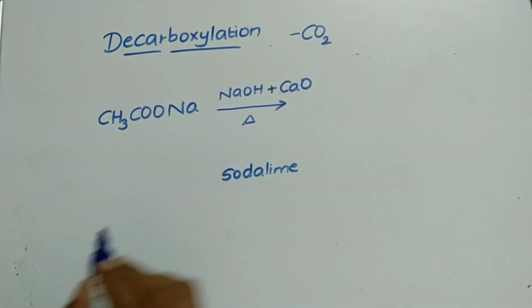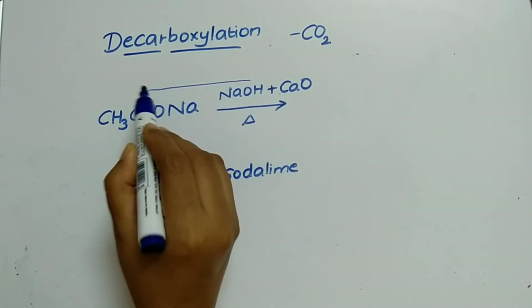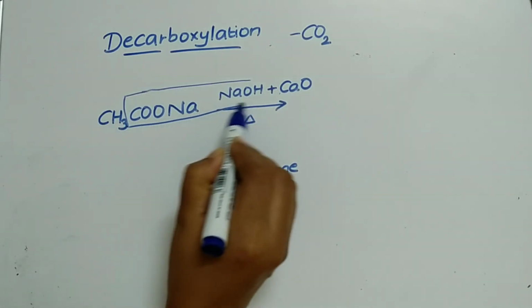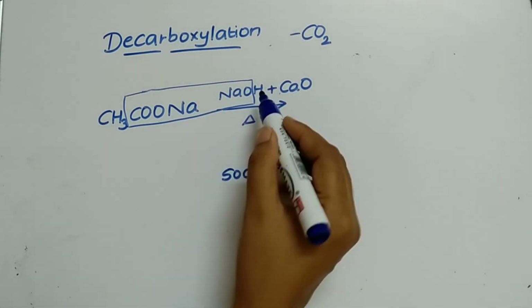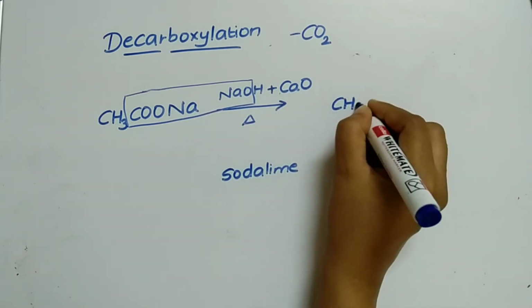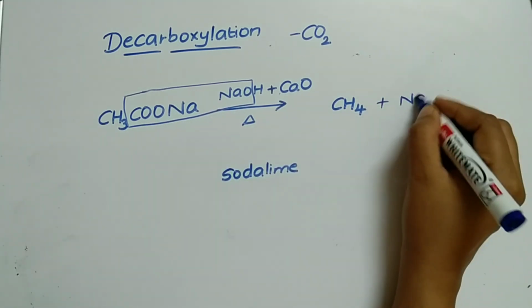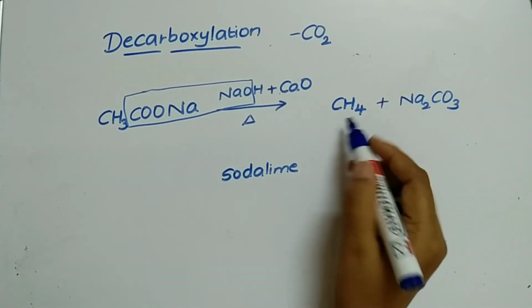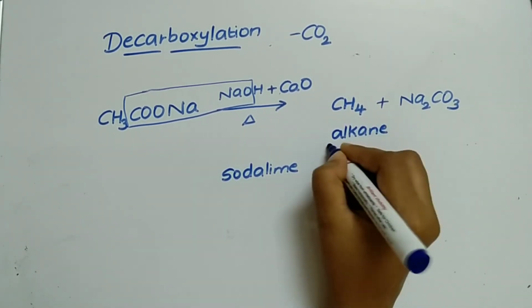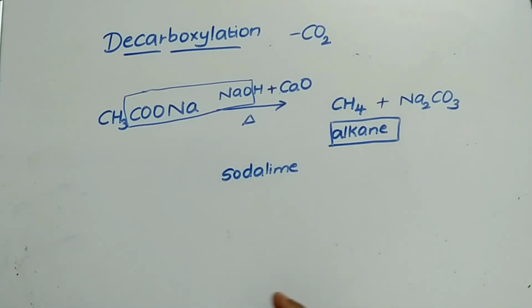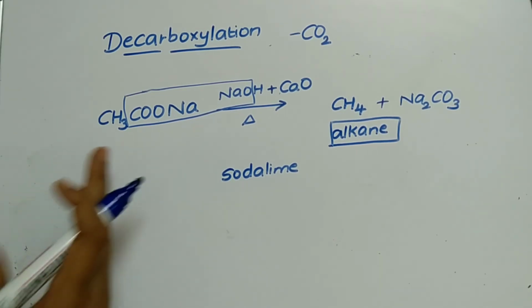Heating is done. What happens here is that NaO-Na is removed along with the COONa. So what is left here? You can see CH3 and one H, which I can write as CH4. The byproduct will be Na2CO3. So what is formed here? A methane compound, which is an alkane. So we can also form alkanes, hydrocarbons, from carboxylic acid salts.